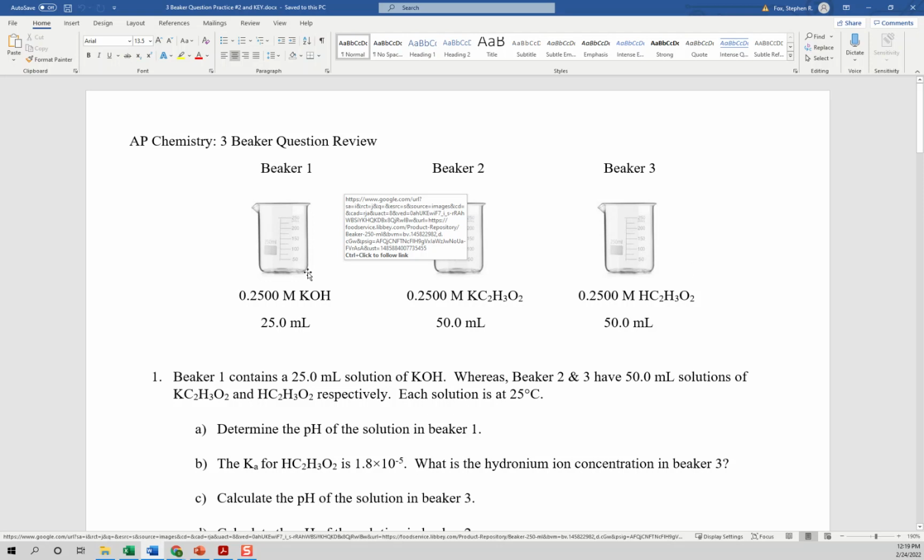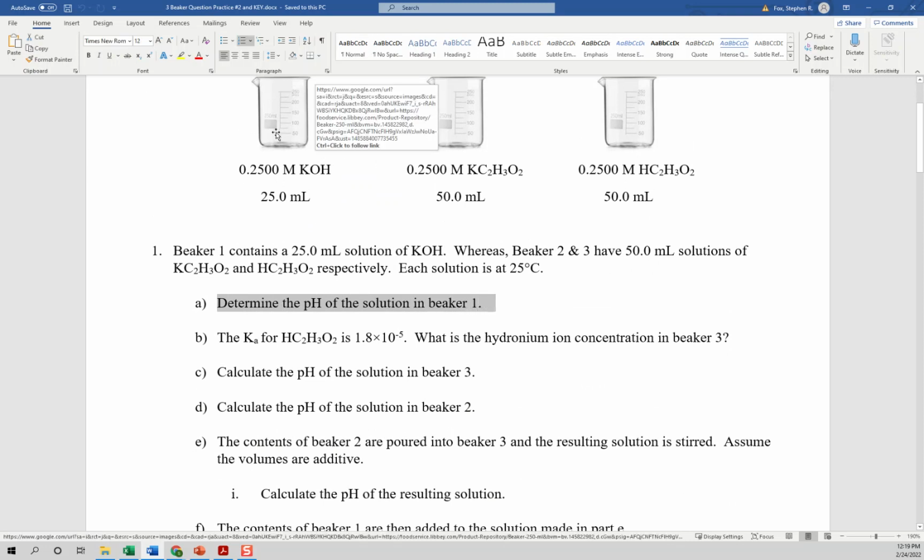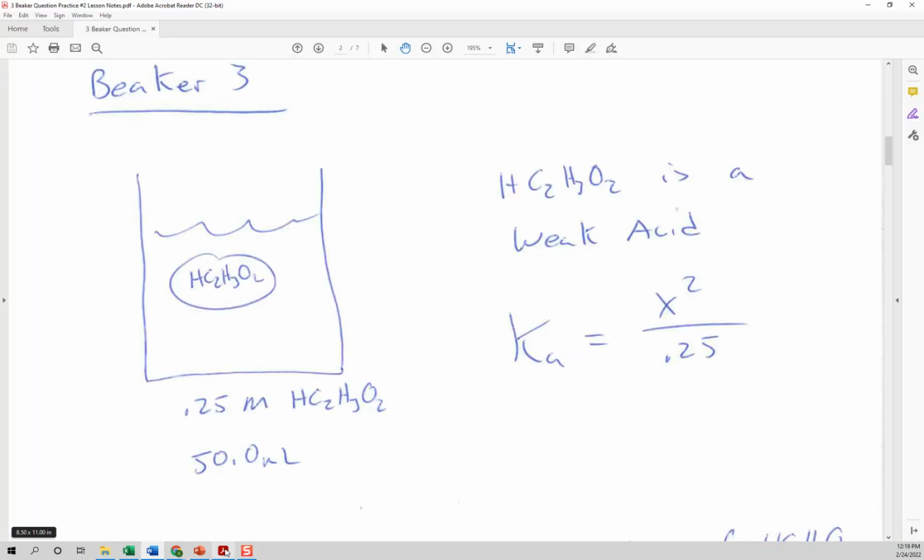All right, but let's just go question by question now. Here we go. So question A, determine the pH of beaker 1. Well, we already said how to do that: negative log of hydroxide, subtract from 14. So let's go ahead and do that.